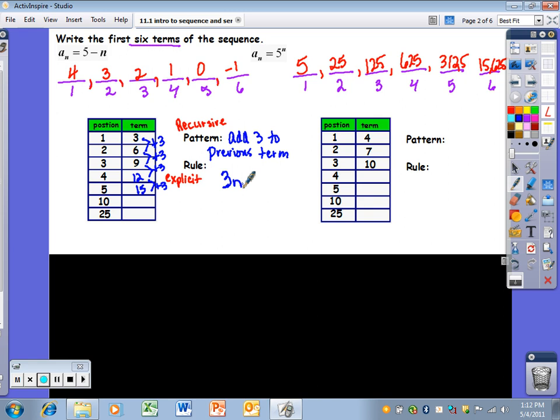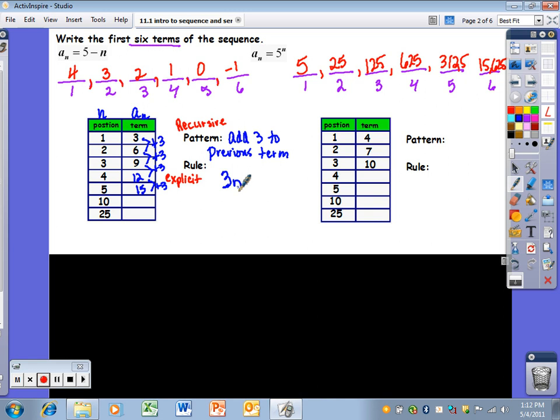So remember, your position is n and your term is a sub n. So if I put a 1 in there, 3 times 1, is that 3? Yeah, well let's check the next one. 3 times 2, is that 6? 3 times 3, is that 9? It's working. So this is the explicit rule.